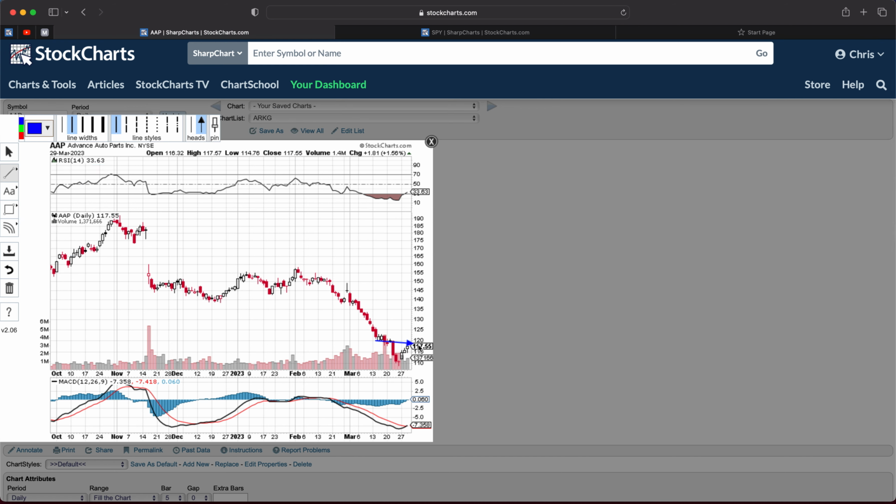Where would your target be here? Boom, that's a target for me. My next target is going to be here. My next target is going to be here. All right, and then my next target is going to be gap closing, 175. All right, so if you wanted to make this trade, give me 1 second.